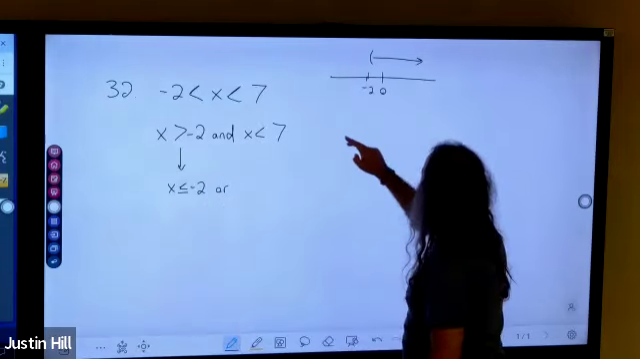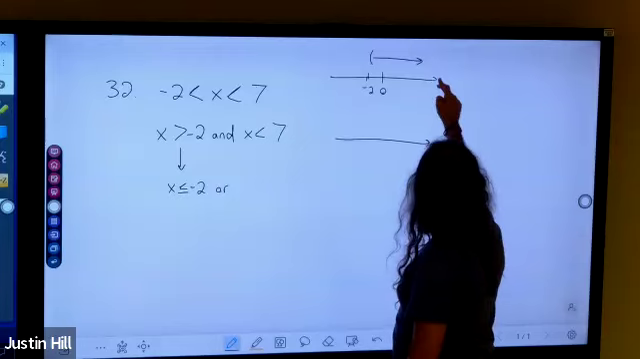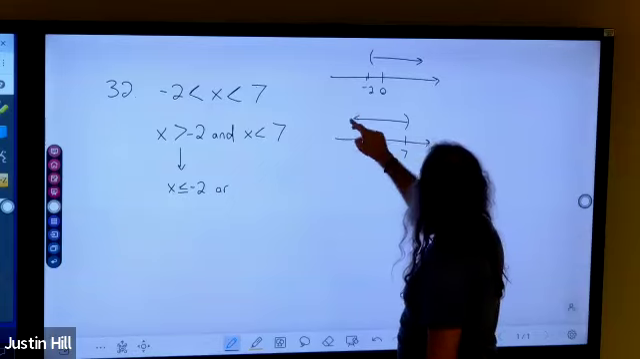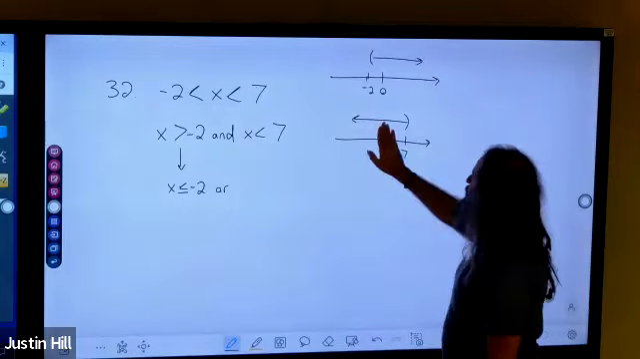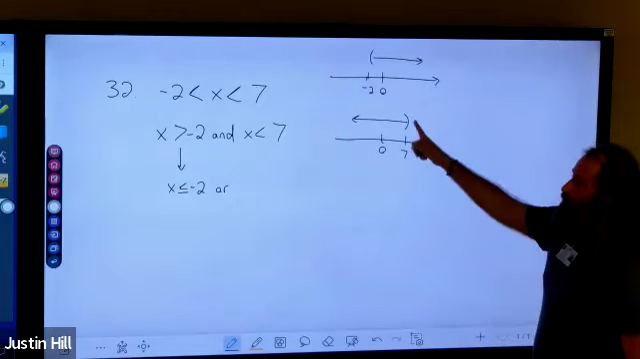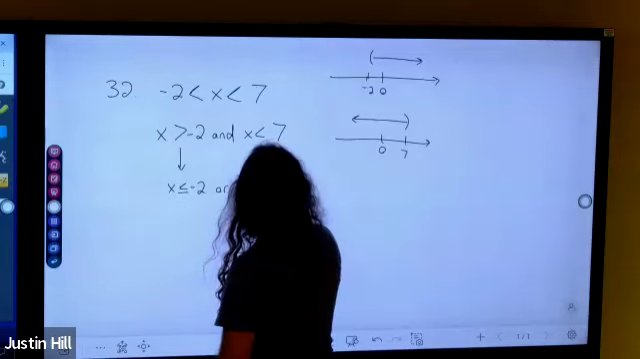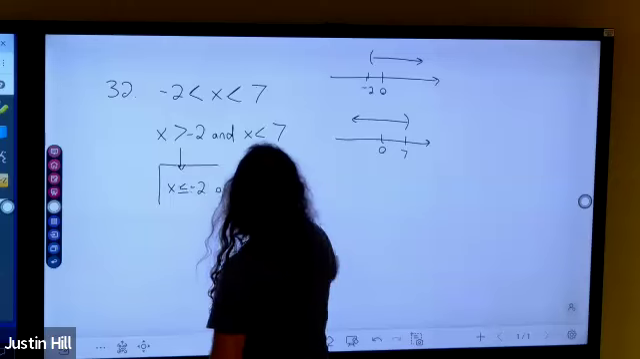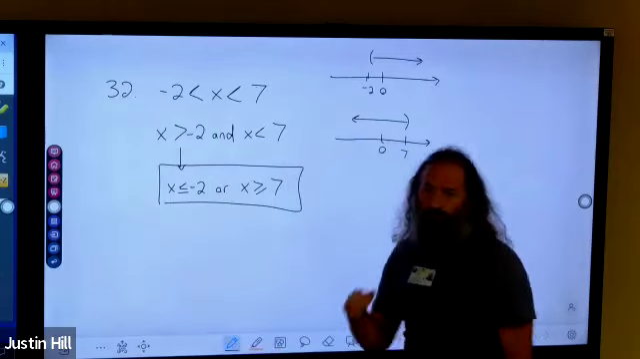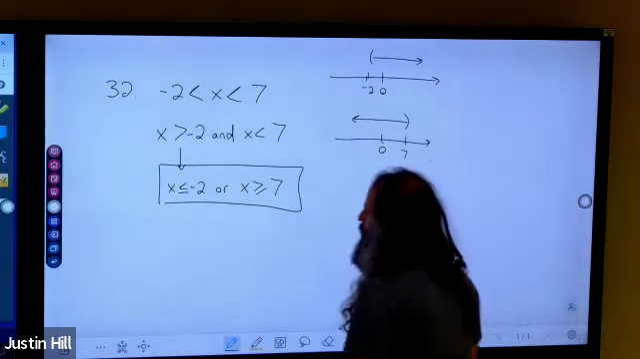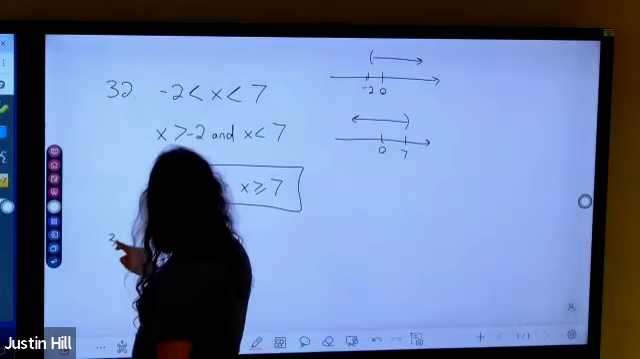And then for x is less than 7, I think you get the idea from here, but if this is 0 and that's 7, x is less than 7 is everything left of 7. So the negation is going to be everything right of 7, but also including 7. So it's going to be x is greater than or equal to 7. And that would be the negation on 32. And hopefully you kind of get the idea from there.